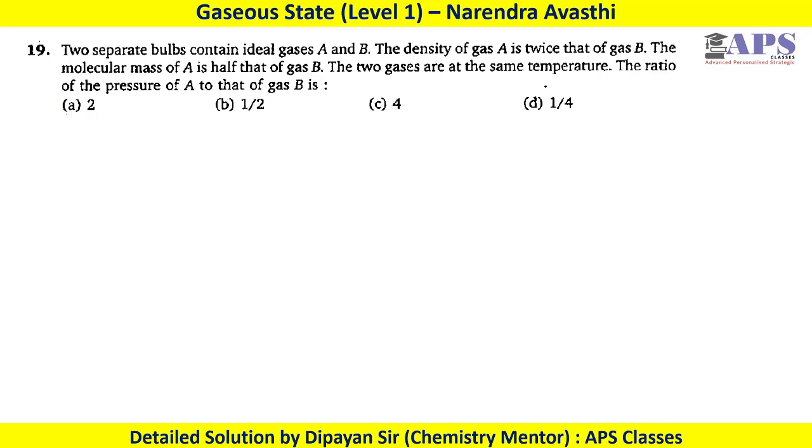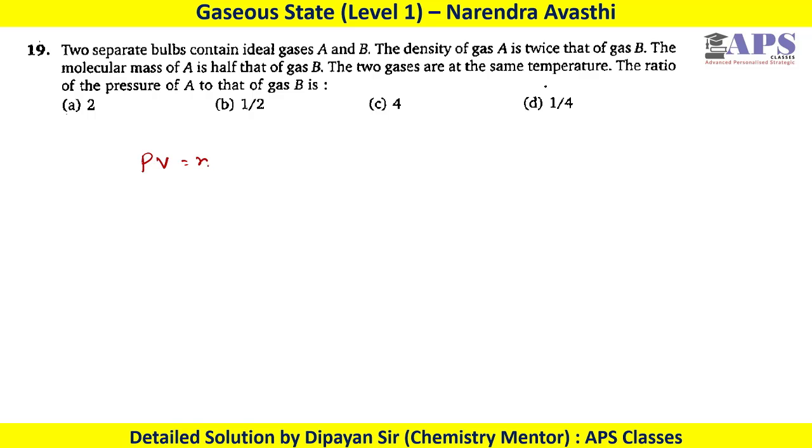In question number 19, two separate bulbs contain ideal gases A and B. The density of gas A is twice of that of gas B. The molecular mass of A is half of the gas B. The two gases are at the same temperature. The ratio of the pressure of gas A and gas B you have to calculate. Okay, so we can start like that.